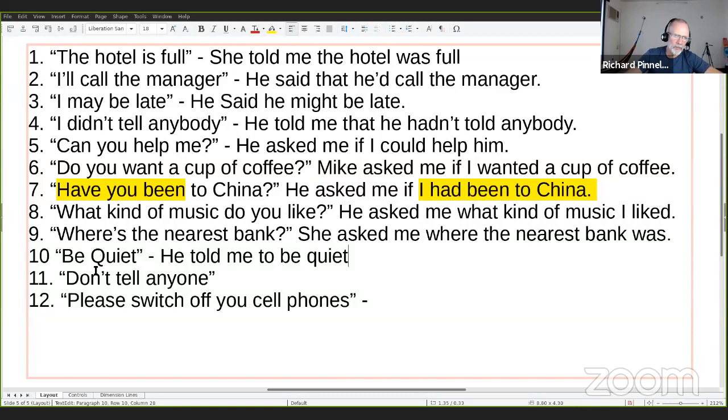So remember, if you have the imperative, it is just a verb in English. When we report it, we need to put the infinitive with to. And here we have a negative. Don't tell anyone. He told me.